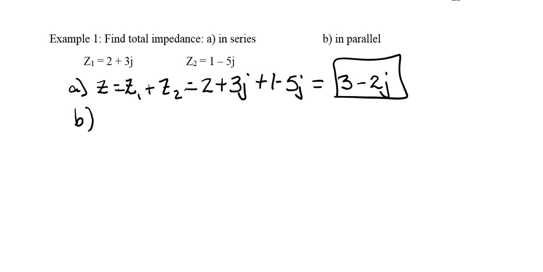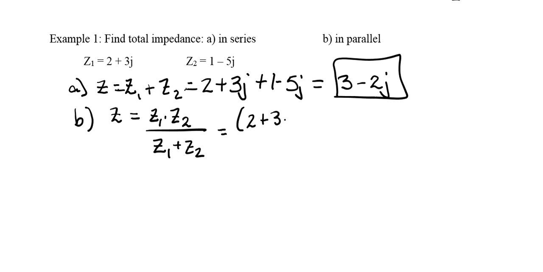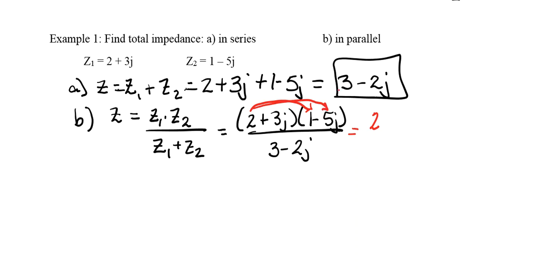If we're looking for it in parallel, though, it's a little bit more work. The formula above was Z1 times Z2 over Z1 plus Z2. So 2 plus 3J times 1 minus 5J over, now we've already done Z1 plus Z2, that was our answer in A, so we can just go ahead and bring down our answer. We don't need to do it again. Now hopefully what you're noticing up above is that we have a binomial times a binomial, so we're just going to do each with each. So 2 times 1 gives me 2. 2 times negative 5J, it's negative 10J. 3J times 1 is 3J. 3J times negative 5 is negative 15J squared over my 3 minus 2J.